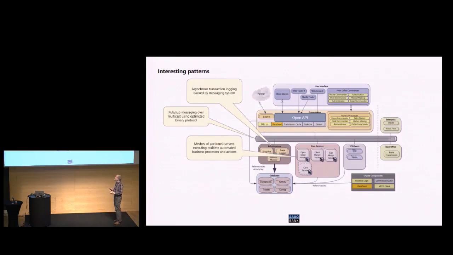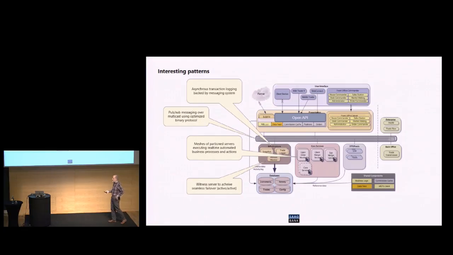We use meshes of partition services. They execute real-time automated business processes in action. That might be routing an order to the market, or sending a push notification to a client that you're a little bit too close to being stopped out now, or even in the end actually protecting the end customer and closing his position if it goes that far. And that needs to be done fairly quickly, so we cut the losses and protect the client and ourselves from any losses.